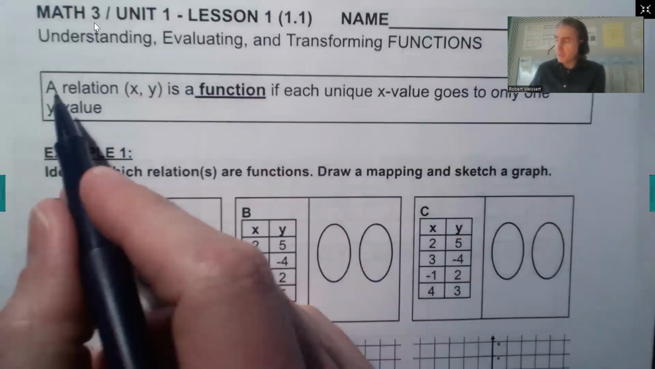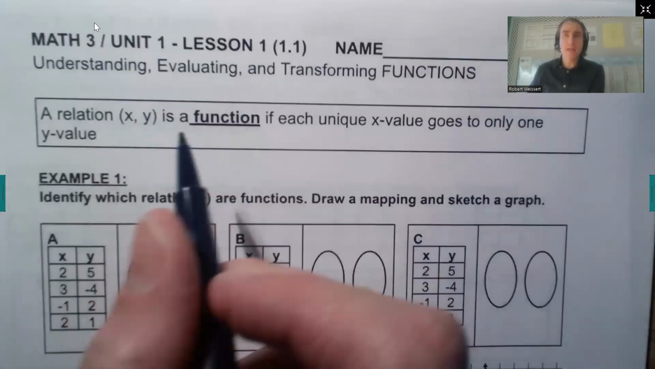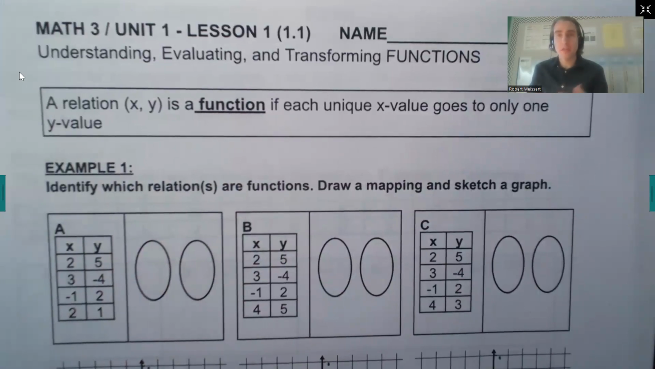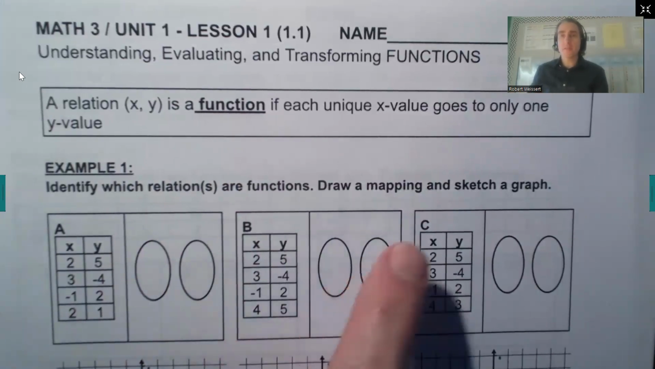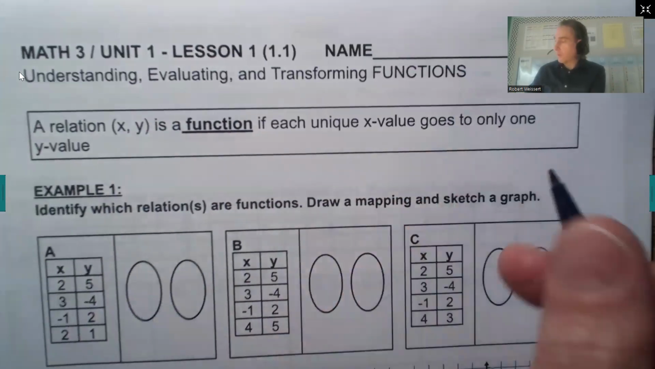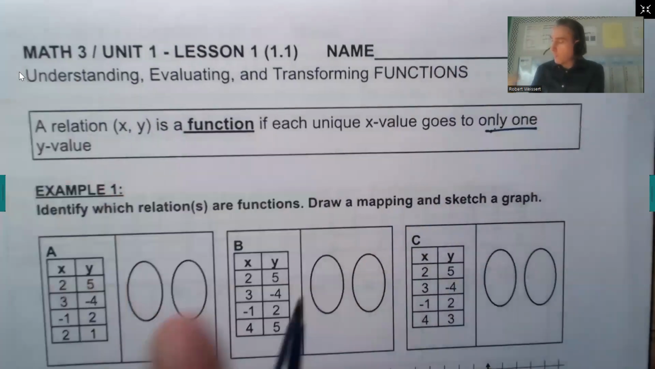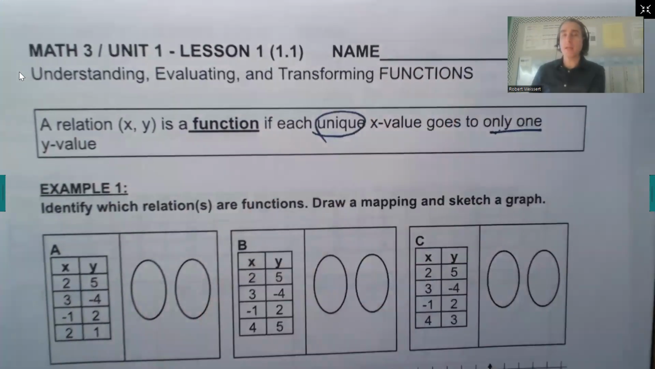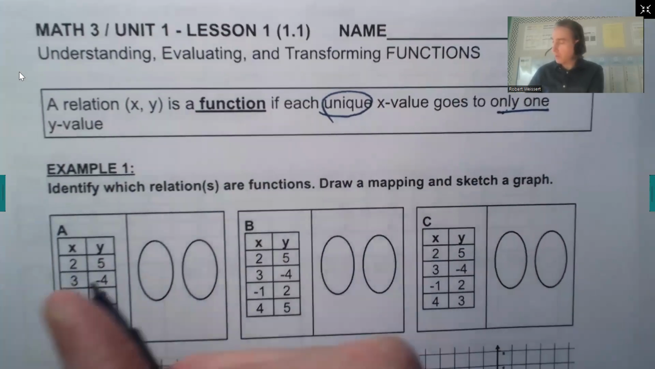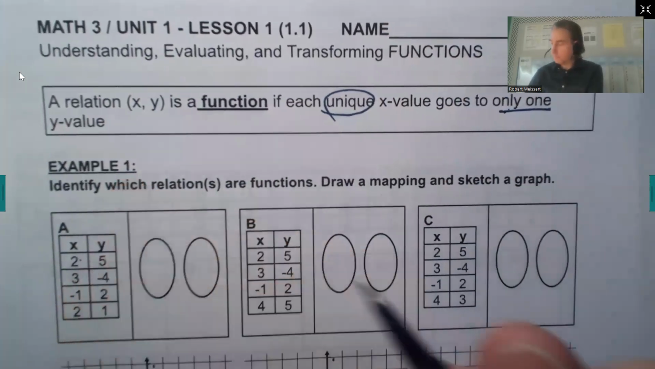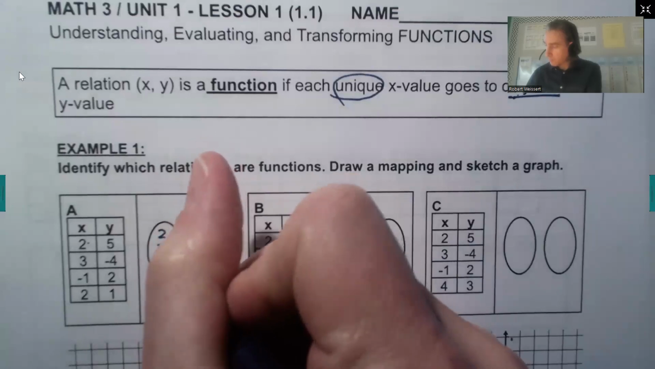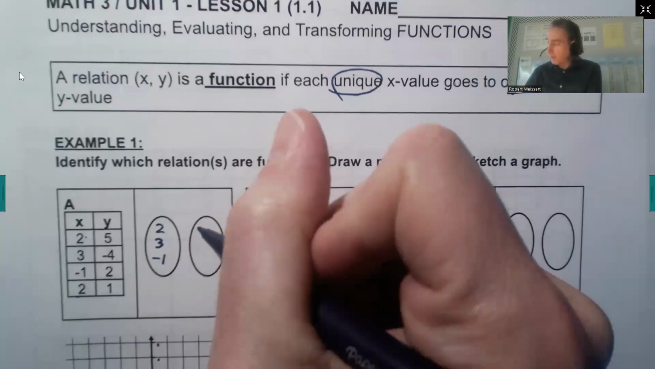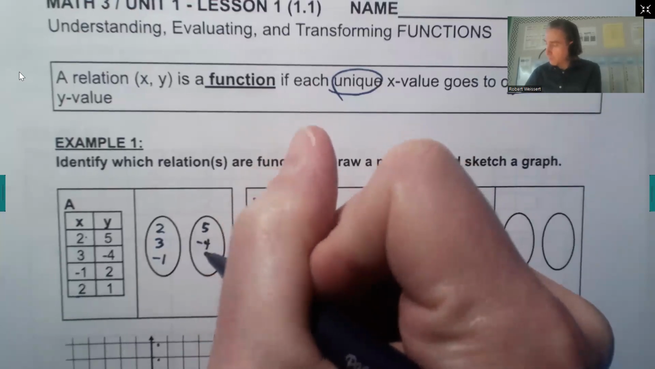So first, just in general, a function is any group of x and y values, or just in general, when you input something in and you get something out, where each unique x value goes to only one y value. So what we want to look at is the x values. Do we have any repeating x values? If I look here, I have a 2, 3, -1, and 2. Now, I'm not going to write the 2 again because it's just repeating itself. So I'm going to go over here and write 5, -4, 2, and 1.